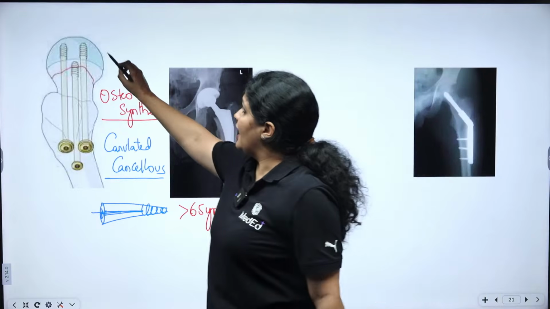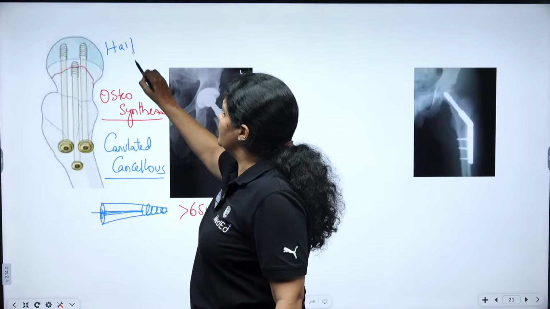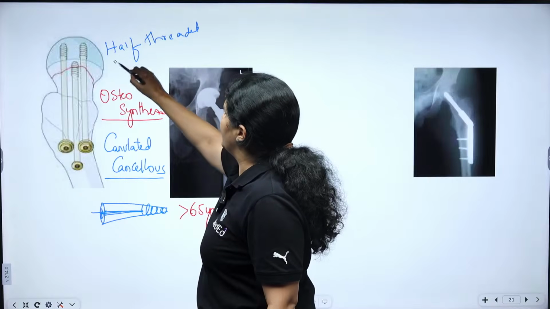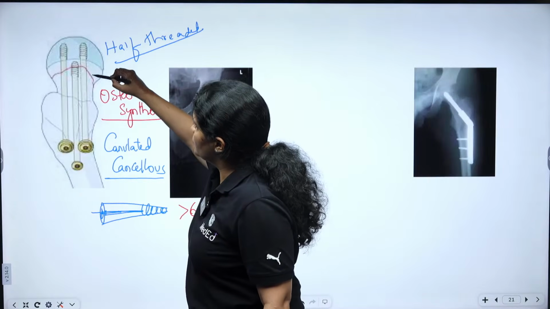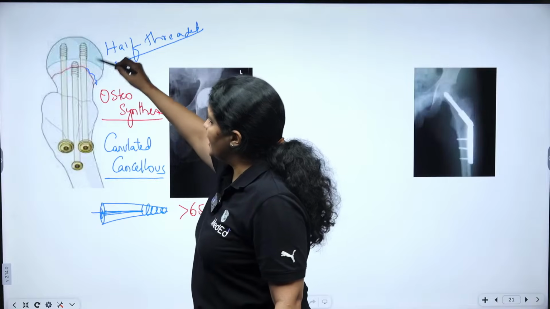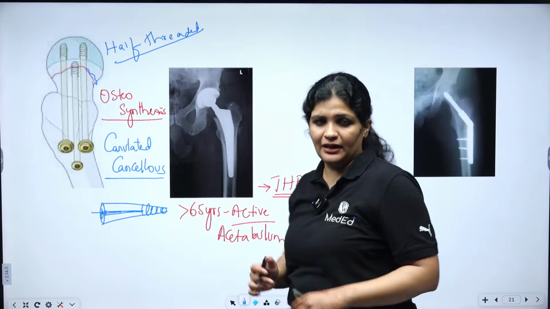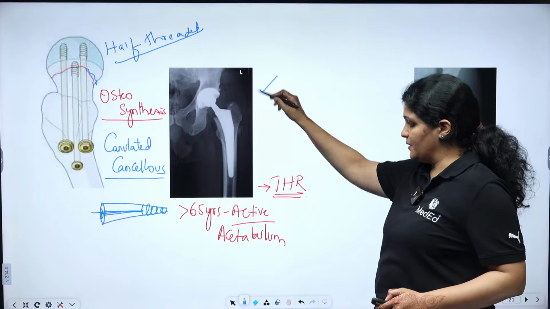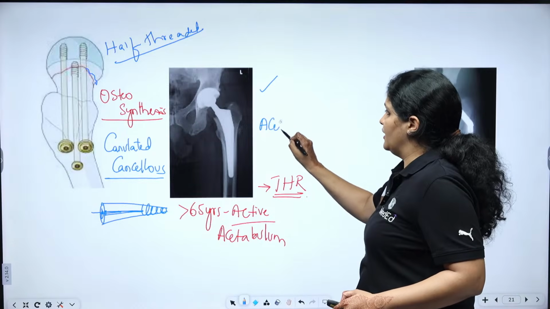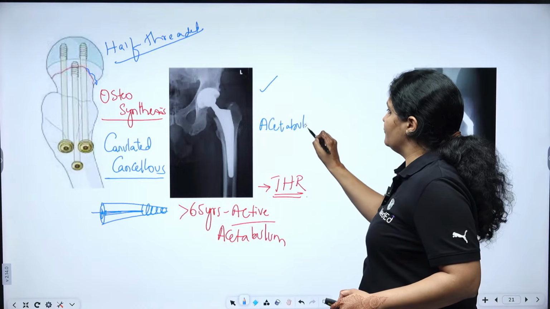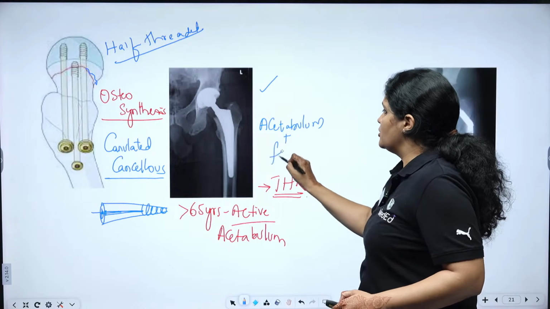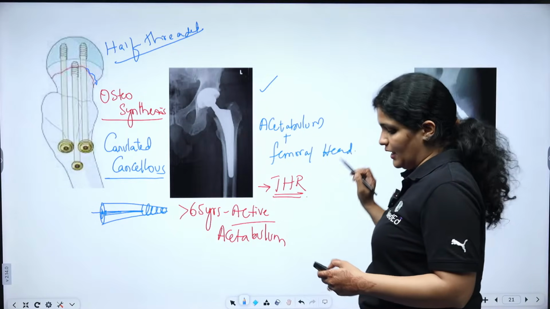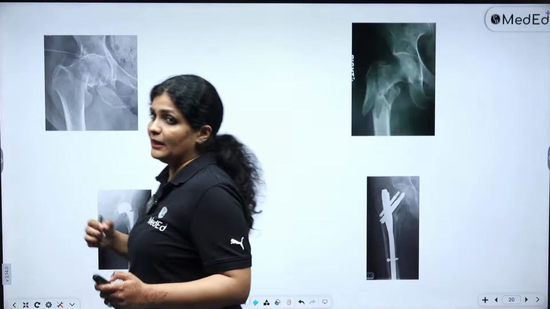So these are half threaded cancellous screws. Why do we use half threaded? Because we want the thread to be on the other side of the fracture, so that these threads cross the fracture. Because of that, there will be compression of the fracture, right? So this is the CC screws fixation, and this is your total hip replacement. You are replacing the acetabulum and the femoral head, hence it is called your total hip replacement.